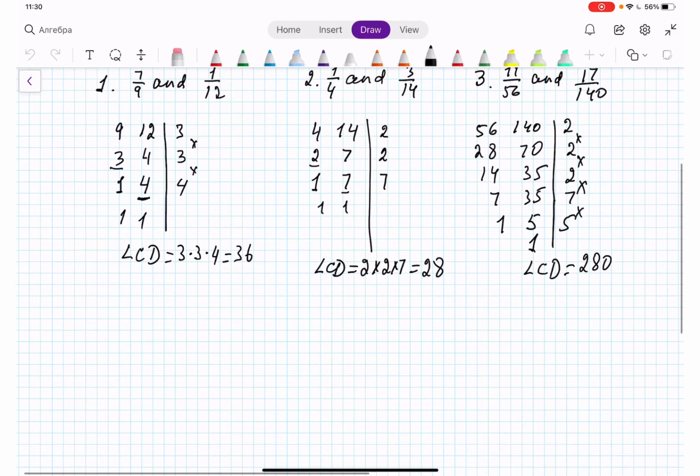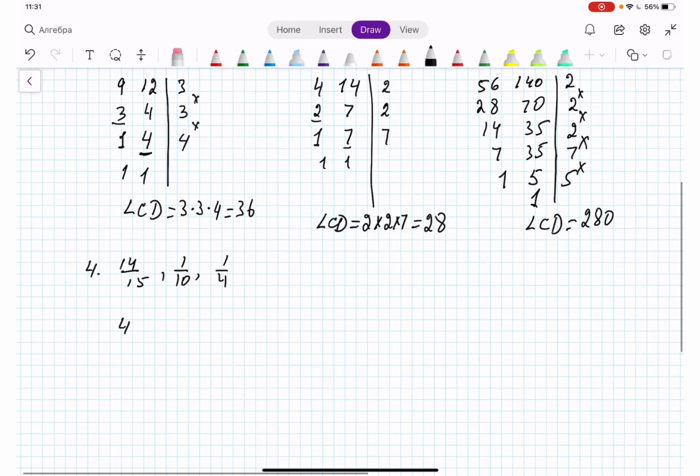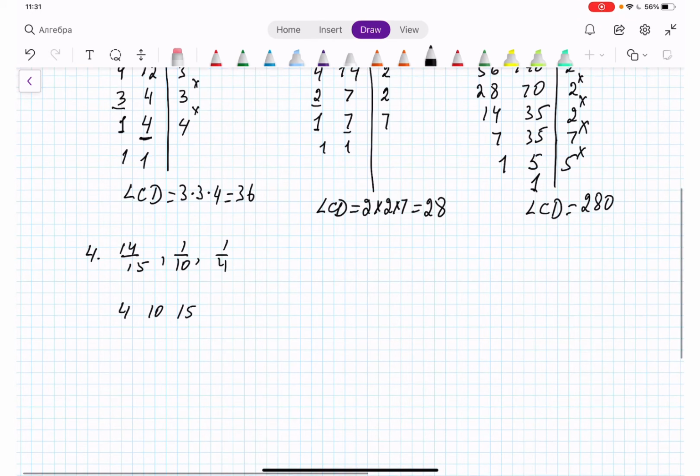Okay, and I believe this is the last one for LCD, yes. This is number 4. We have 14 over 15, then we have 1 over 10, and we have 1 over 4. Okay, writing down 4, 10, 15. It's easier to work when I have them arranged in ascending order.